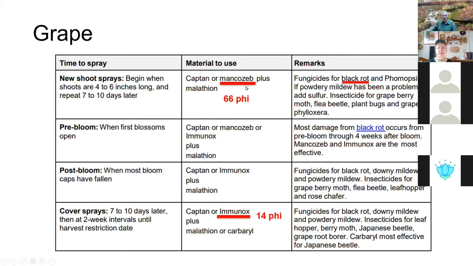I generally like to start out with something like mancozeb. Mancozeb has a very long post-harvest interval, so it's one I'm going to use early in the growing season. I can't use it later in the season, and I'm going to switch off maybe to Immunox. But if you notice, even Immunox has a post-harvest interval of 14 days. So before you harvest, you've got to ask what can I be applying, and what's the post-harvest interval for that? And there's a publication that talks about black rot if you want more information on that.